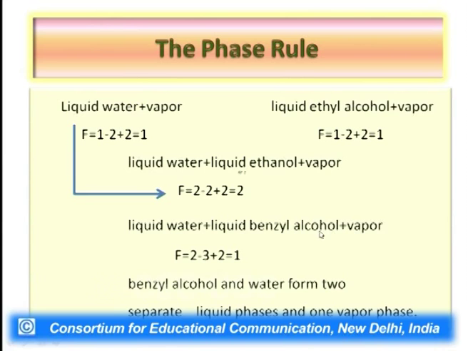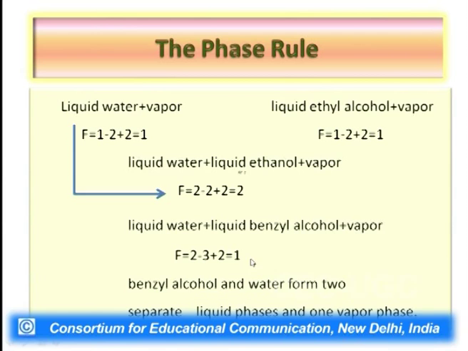So, we can compare system 2 with system 3. System 2 has 2 phases, system 3 has 3 phases, but the number of constituents is 2 in both the systems. So, the constituents are the same. When you go from the liquid water ethanol mixture to the liquid water liquid benzyl alcohol system, the number of phases increases by 1, and you can see accordingly the degree of freedom decreases by 1.